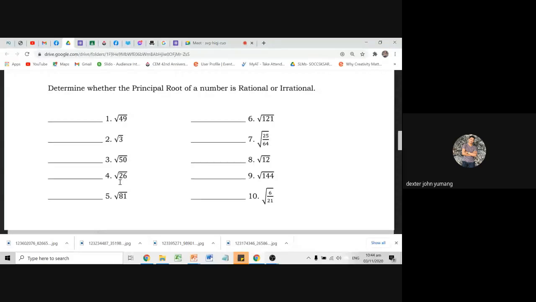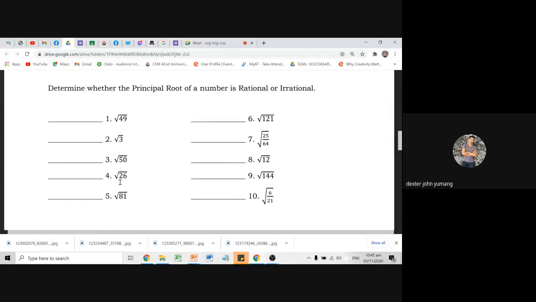Number 5. 81. Rational, rational. So all answers are rational. Si Jan, irrational daw. So the answer there is rational. So mali po si Jan. Rational po. Nasa multiplication table po yan. Perfect square po is 81. And that is 9 times 9.